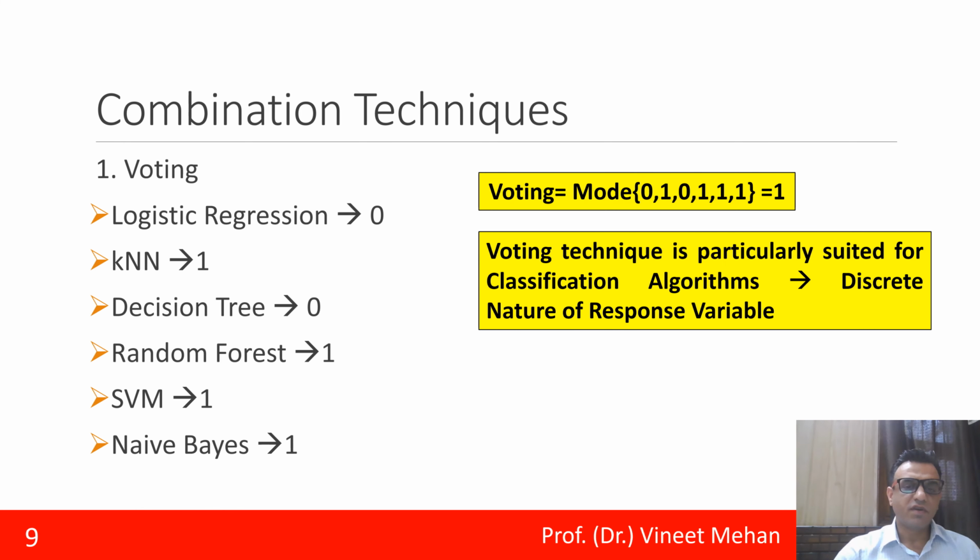In voting we have the majority voting technique, where we find the outputs of multiple models, like here it is 0 1, again 0 1 1 1. So the majority of them is 1, so the output is 1. These kinds of techniques are basically suited for classification algorithms because of the discrete nature of the response variable.